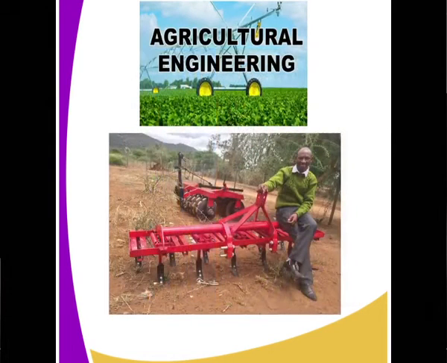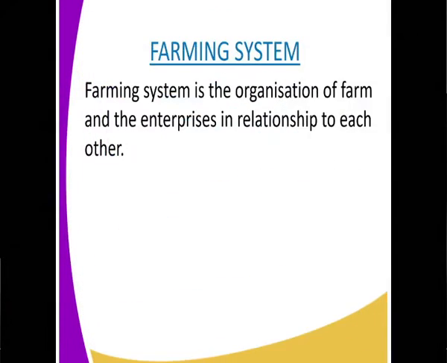Then lastly, we have agricultural engineering. It is a branch that deals with the study of soil and water conservation measures, without forgetting maintenance of farm machinery. There are several machines that are normally used in the farm. We have the tractor drawn implements. We have several examples there. You can see an example of a disc harrow there. And it is very important to maintain it in order to increase the lifespan of the machine to be used in the farm.